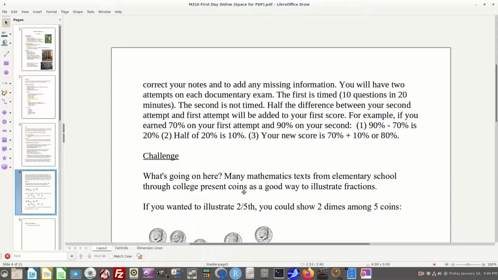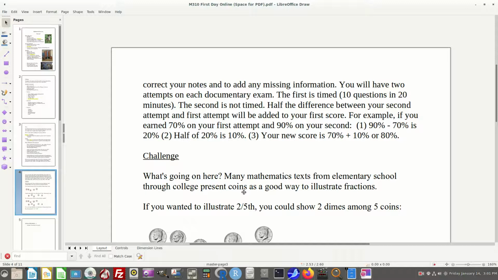Half the difference between your second attempt and your first attempt will be added to your score. So basically that says that half of however much better you do on the second attempt will improve your first attempt. For example, if you earn 70% on the timed first attempt and 90% on the untimed second attempt, that difference is 20%. Half of 20% is 10%. So your new score is the first score, 70%, plus half that difference, 10%, or 80%. So the original score plus half the difference between the scores gives you your new score.